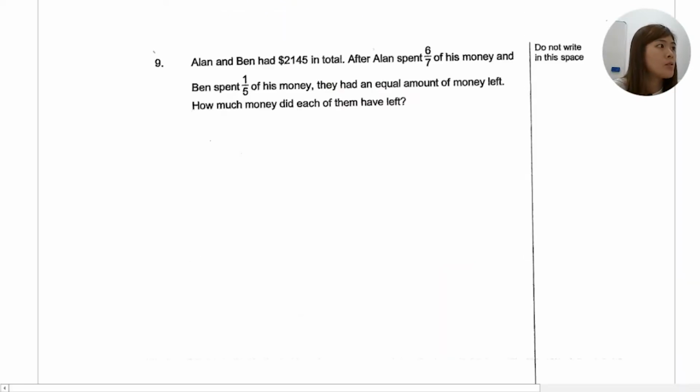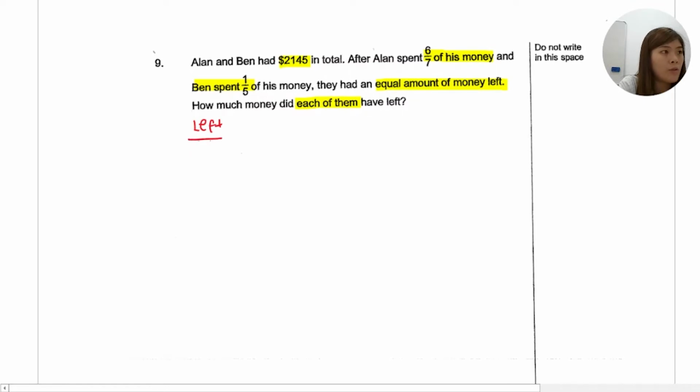Okay. So for question 9, Alan and Ben had $2145 in total. After Alan spent 6/7 of his money and Ben spent 1/5 of his money, they had an equal amount of money left. The question asks you to find how much money did each of them have left. So to do this, first we want to know how much money they have left.